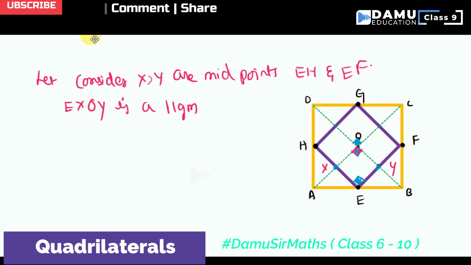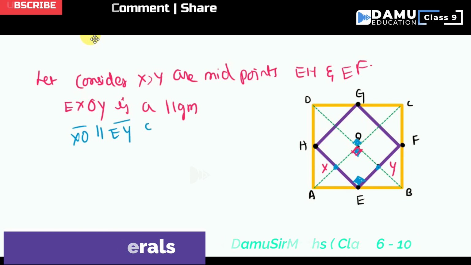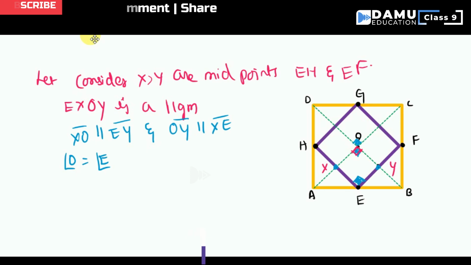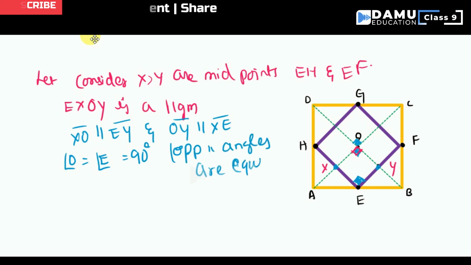Here they are parallel. XO is parallel to EY and OY is parallel to XE, and angle O will be equal to angle E. So angle O will be equal to angle E, that is 90 degrees. Why? Because opposite angles are equal in a parallelogram, XOYE. Anything you can take like that.